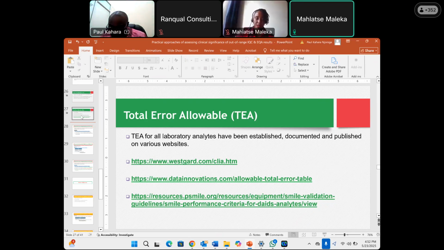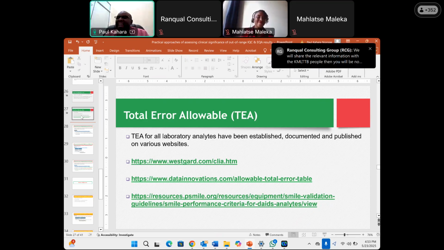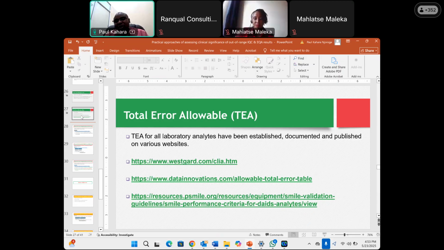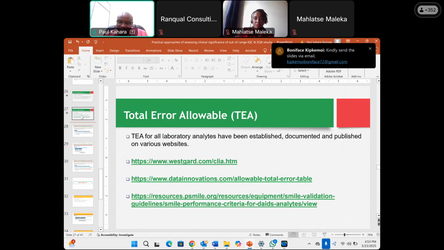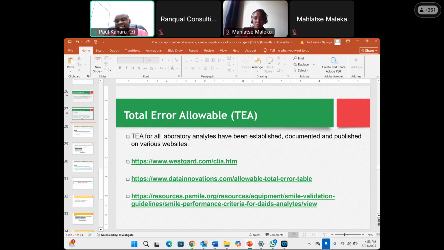And Paul, how many reruns can one do to render QC unacceptable? Interesting. So we advise that once you run your QC first and it fails, you don't repeat until you have investigated why it failed the first time. So it's not about how many times you rerun, because rerunning is not the only way to investigate why the QC fails. So once it fails, investigate, try to understand the reasons why it might have failed, act on those reasons, and then you can go ahead and repeat.